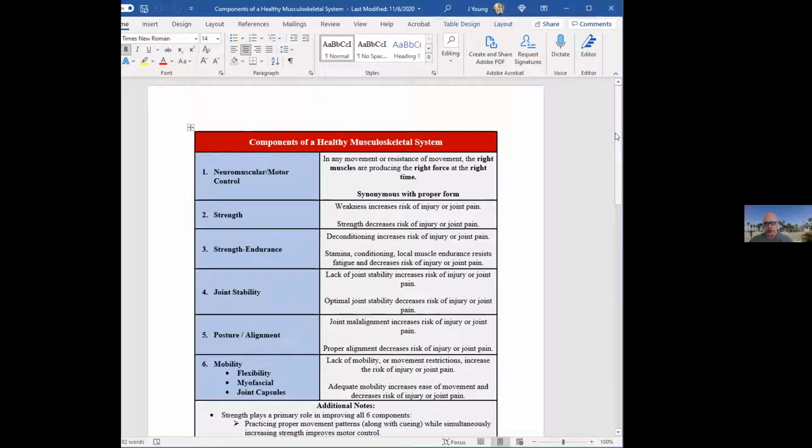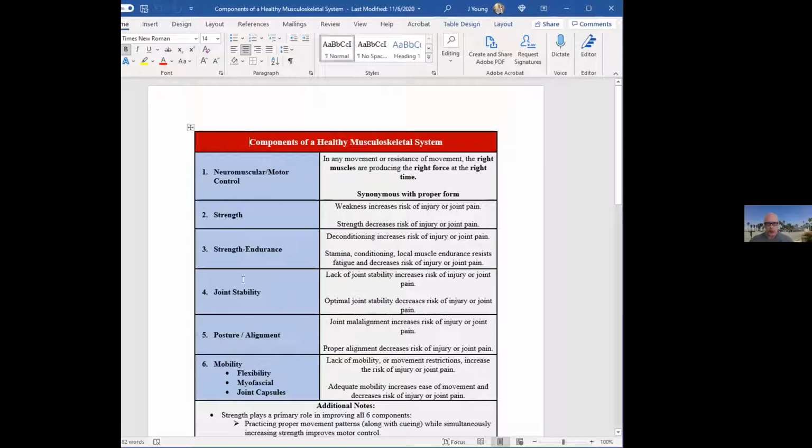But once we get that to at or near normal, or assuming that it is, then the components of a healthy musculoskeletal system include neuromuscular control, motor control, or what physical therapists like to call neuromuscular re-education, all of which just means establishing proper form and making sure that proper form is a habit.